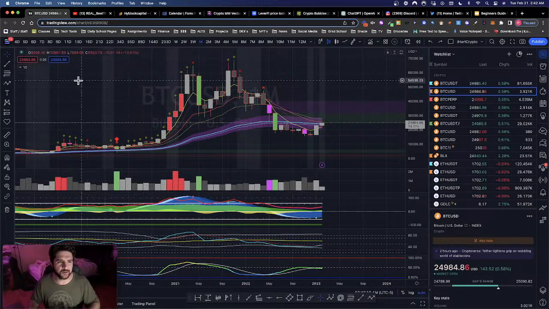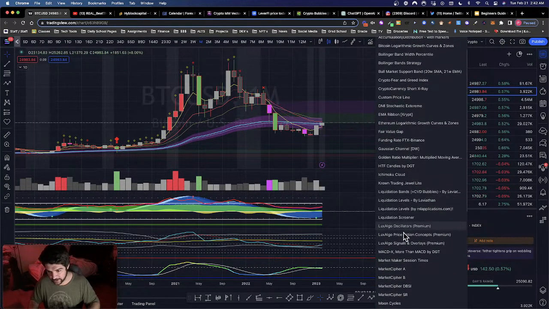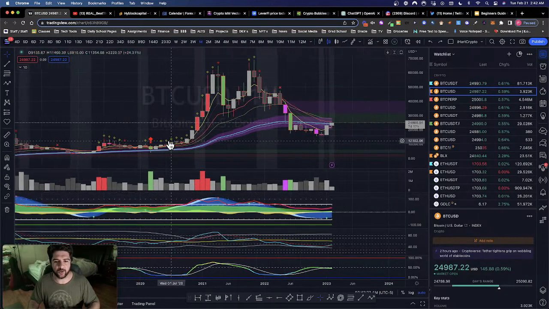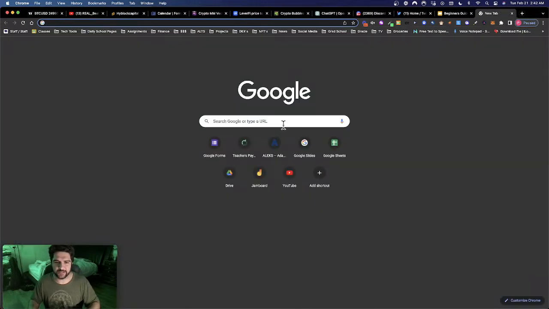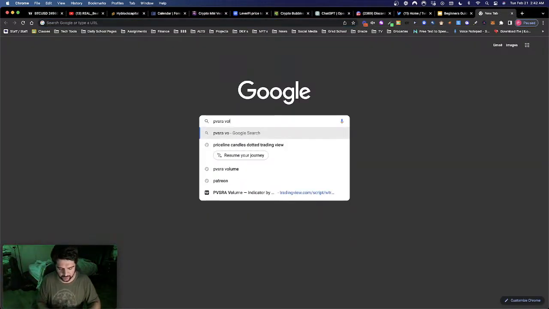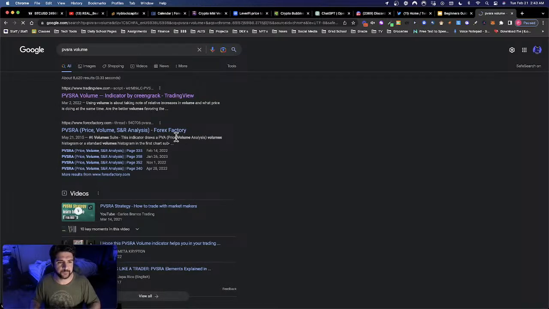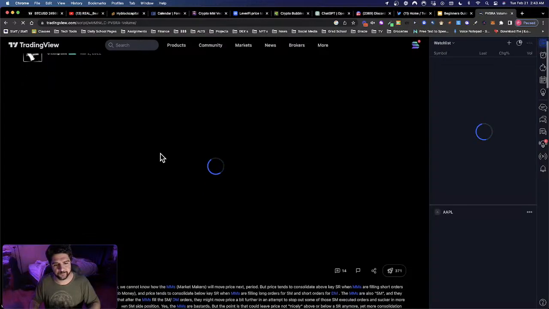Now, other components. You've got PVSRA volume. Let me bring that up for you. Where is it? PVSRA volume. All it does is measure tick volume. Mainly this. So let's look up exactly what it says. Here's what it says for PVSRA volume.